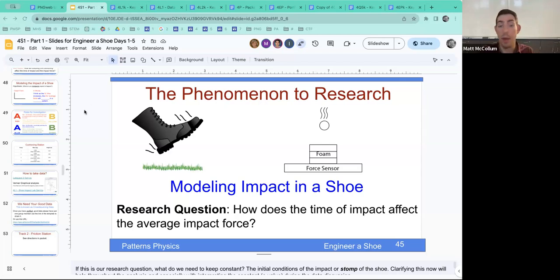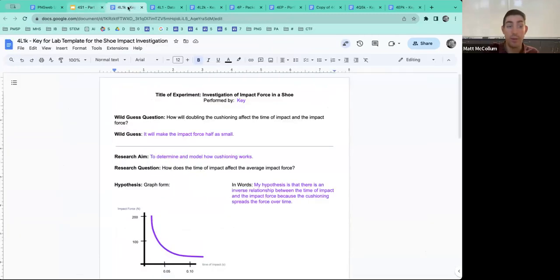So again, our research question there is, how does the time of impact affect the average force of impact? And Bradford, if you could flip over to the key. Actually, yeah, so there is a video on the slides of how to take data for this one as well.